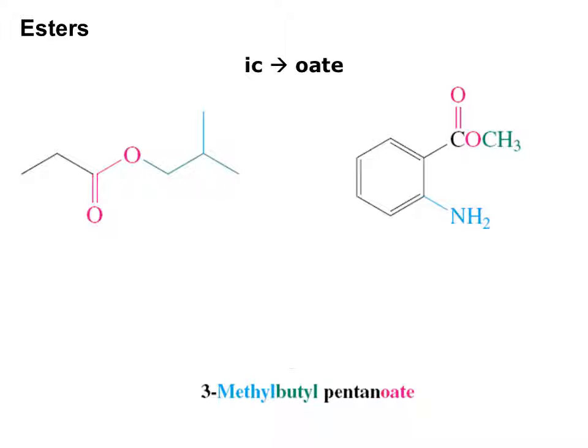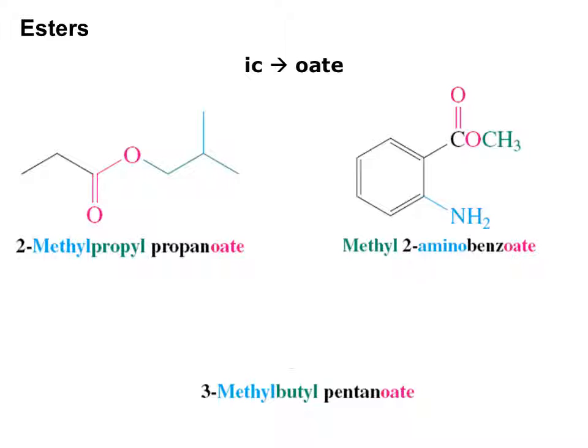Esters are the last functional group we'll talk about in this video. So for ester nomenclature, your -ic ending for carboxylic acid is going to turn to -oate. Here, same thing, you're going to name the chain that's attached to the oxygen in your ester. So you have a 2-methylpropyl propanoate. Remember, we have 3 carbons on that chain, and in the ester, you're naming your substituent off the oxygen at the front. For our ring, methyl 2-aminobenzoate, so we know we have a methyl coming off there.